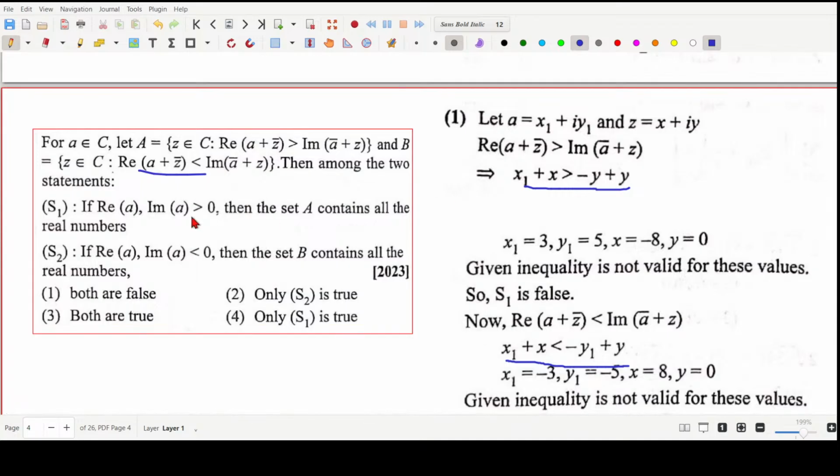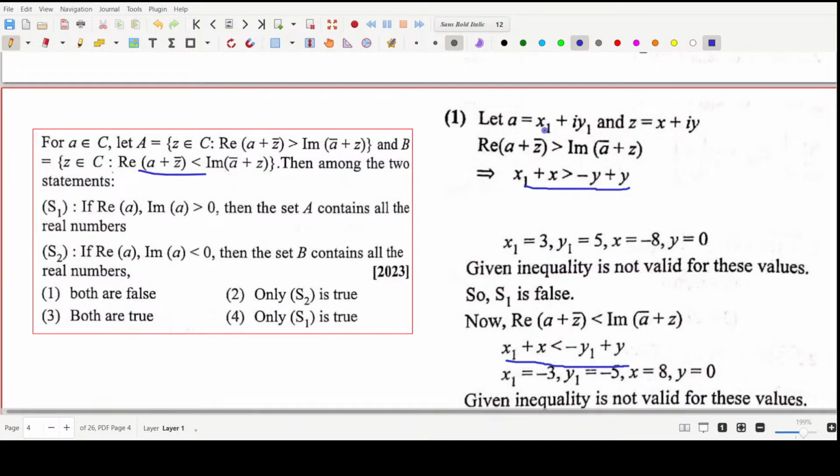which is not part of this set? If we show some real number which is not part of this set, then that means S1 is wrong, right? Agreed. So, what is it trying to show?